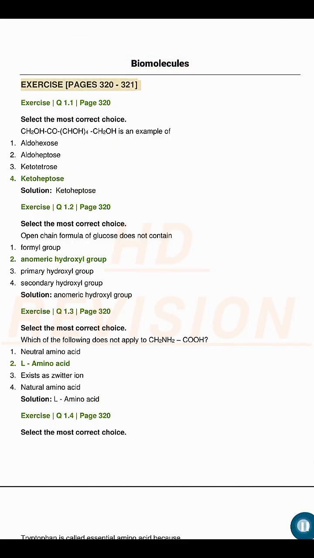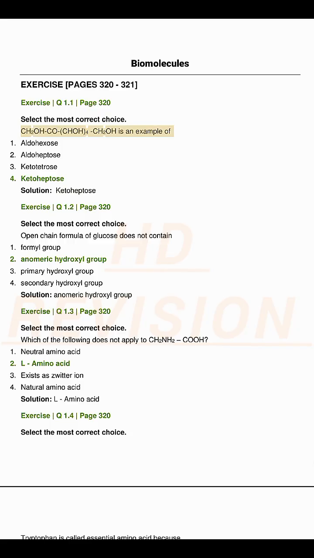Biomolecules. Exercise. Biomolecules. Exercise pages 320 to 321. Exercise Q1.1, page 320. Select the most correct choice.